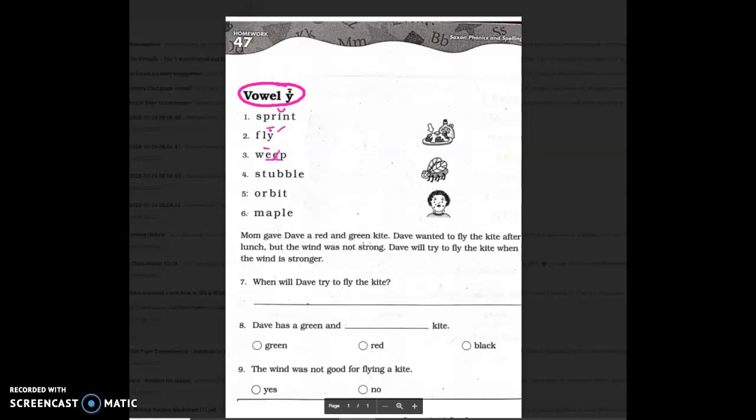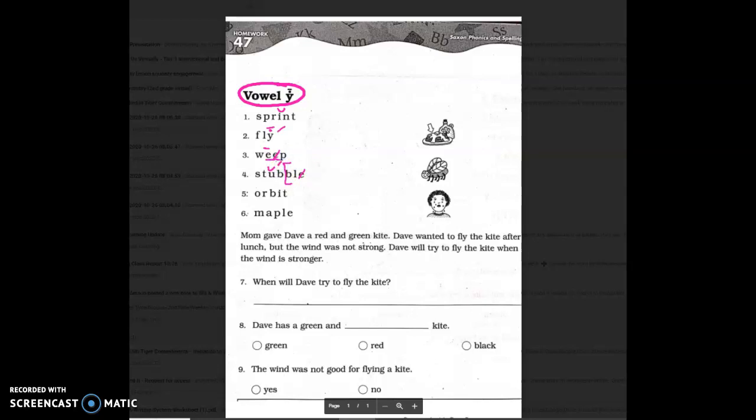Okay. Next word, stubble. Stubble. We have two syllables, stubble. We have an ending here, BLE, so we're going to put a bracket around it. We have a short U sound. We have a quiet E, and we're going to accent the first syllable.